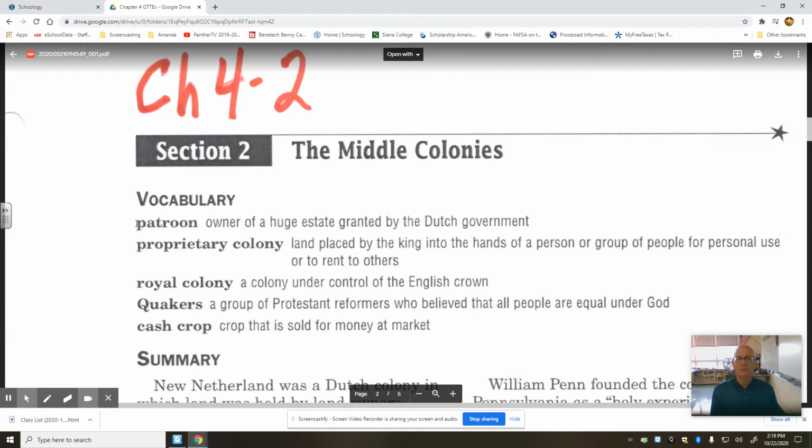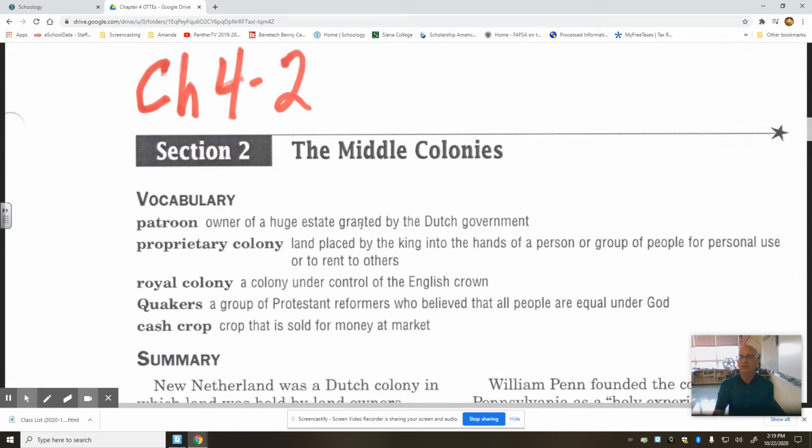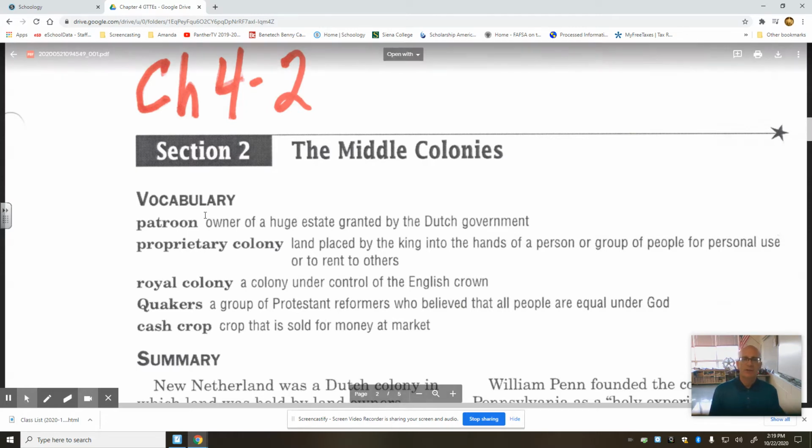One, patroon, the owner of a large estate granted by the Dutch government. A patroon is an owner of a large estate granted by the Dutch government, and patroons owned land up and down the Hudson River here in New York. We'll talk about that more in class.